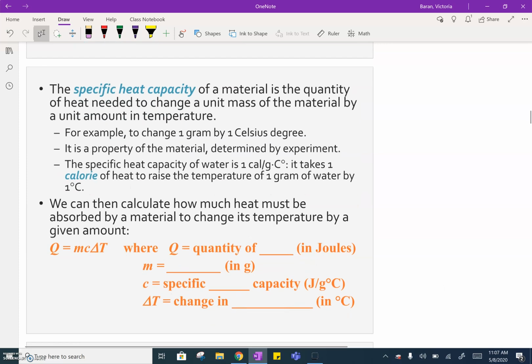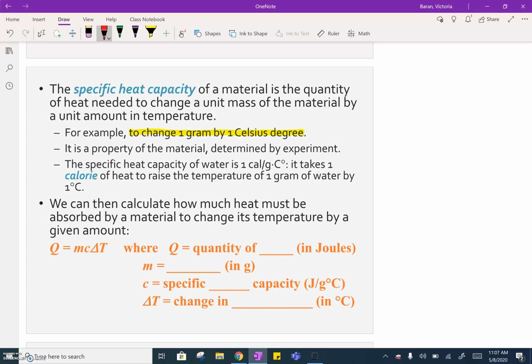And here's the formal definition of that. So specific heat of a material is the quantity of heat needed to change a unit of mass of material by a unit amount in temperature. So to be more specific, for example, to change 1 gram by 1 degree Celsius. So oftentimes, this is what we're looking at, grams and degrees Celsius, because that's what we use in science, okay? So how much heat is needed to change the temperature of a material by 1 degree Celsius if we have 1 gram of that substance, okay? Or per gram of that substance.